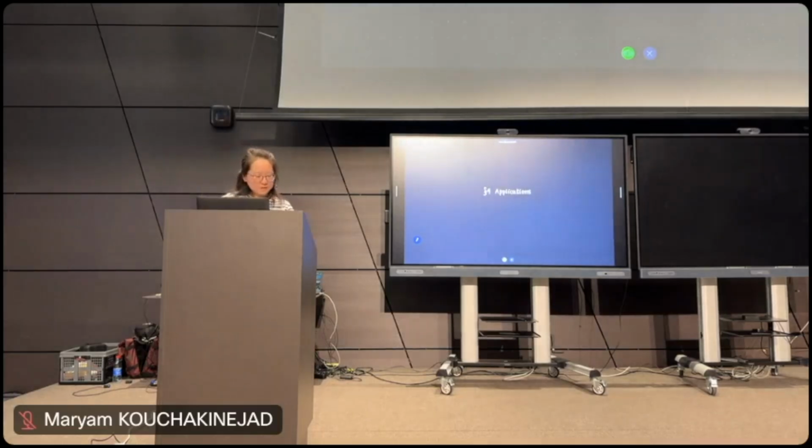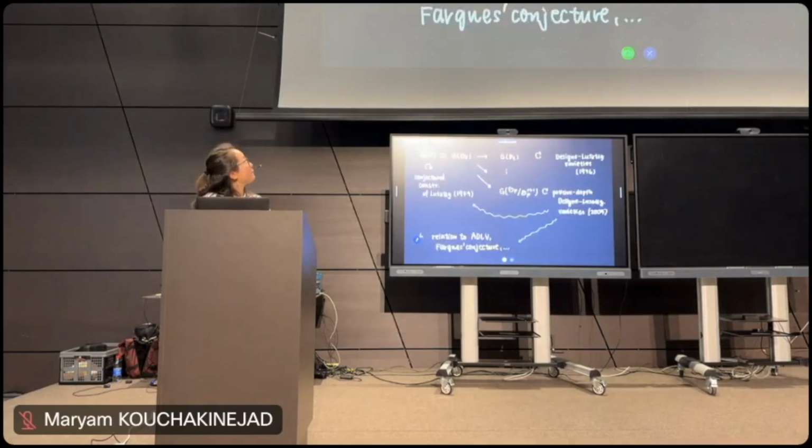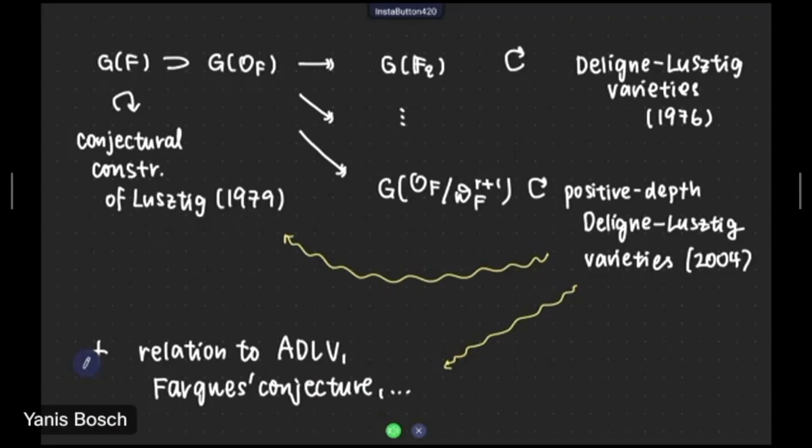So let me spend some time on applications. Okay, so the first application is what I said already. In this kind of complicated diagram, the main thing to remember is that I have F, the ring of integers of F, and then these quotients of the ring of integers. Then I have these three classes of geometric objects, and they're very closely related to each other.